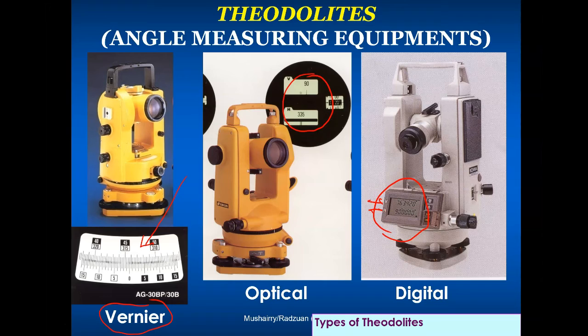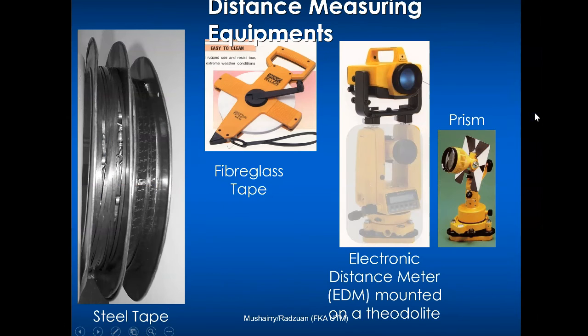And obviously with a digital theodolite you need some kind of power. So in this case you put a battery in there. I think this one runs on normal standard AA size batteries. So that's angle measuring equipment, the theodolite. And we also have to measure distance. We mentioned that earlier.